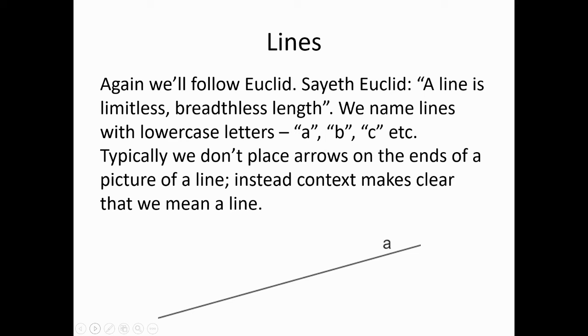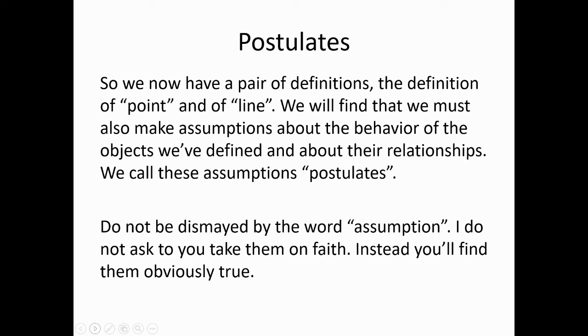Now, we often name lines with lowercase letters like lowercase a, b, c, and so on. Typically we don't place arrows on the ends of the picture of a line. Instead, context will, I believe, always make clear whether we mean a line or perhaps just a piece of a line. So you see in front of you a typical picture of a line. Arrows on the end are necessary because I have told you that it is a line, and we have labeled that with a lowercase a. Now, in just a moment, we'll have another way to label lines, actually a more common way, but we have a little bit of work to do before we get there. Now, postulates.